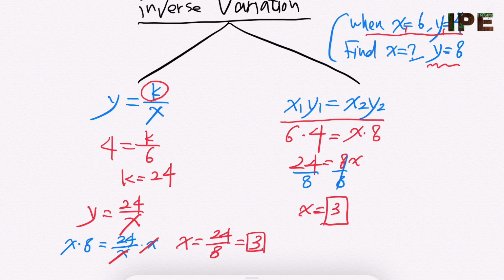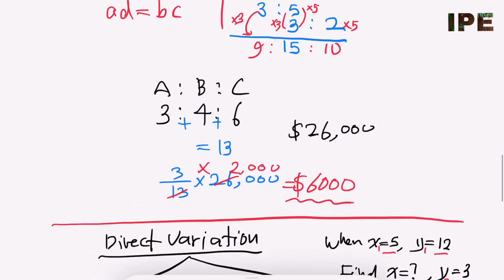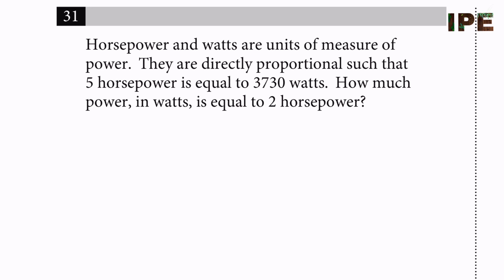I'll solve some SAT problems, not many, 3 or 4 problems, with you from now. Let's go. Horsepower and watts are units of measure of power. They are directly proportional such that 5 horsepower is equal to 30 watts. How much power in watts is equal to 2 horsepower? I want to use both ways because it's the first problem, right? So number 1, I can use the direct variation equation because it says they are directly proportional. So y equals kx.